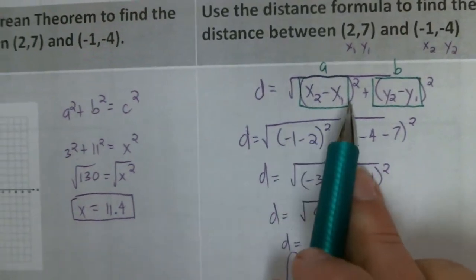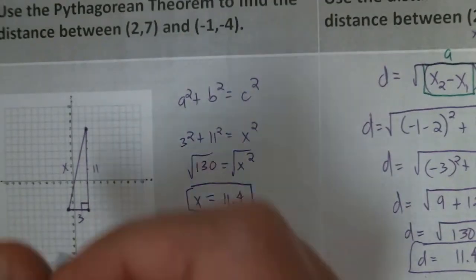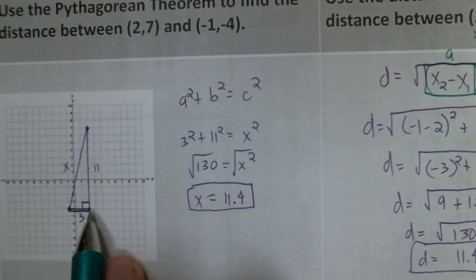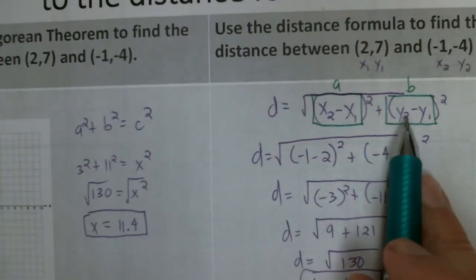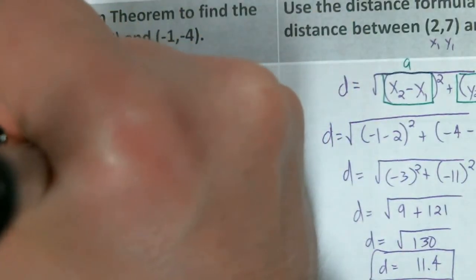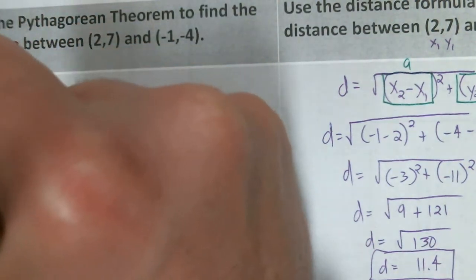Okay, because with x2 minus x1, all we're doing, guys, is finding the horizontal distance between the two x values. That's the green piece. And then for the differences of my y's, that's just going to be the vertical distance between my two y coordinates.